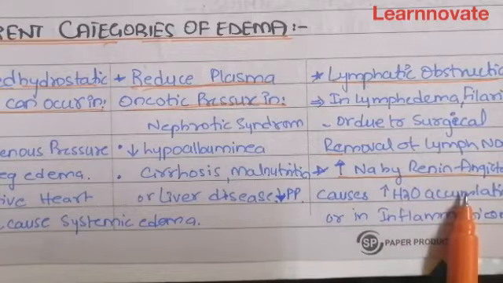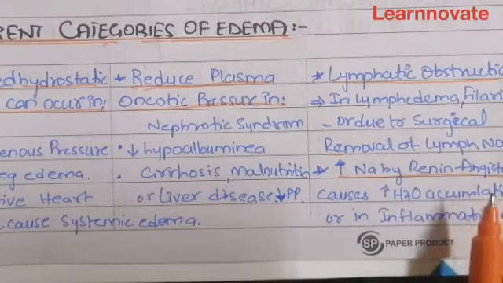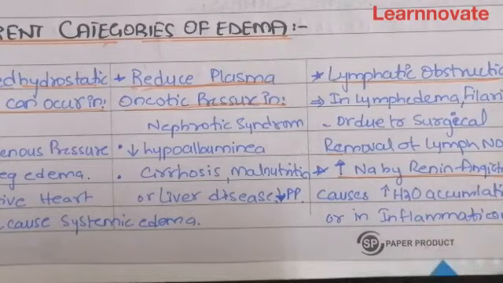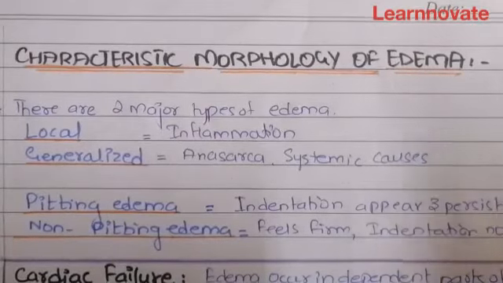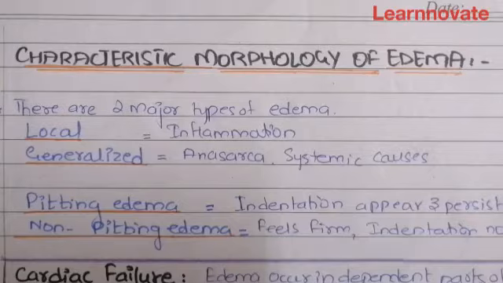Inflammation can also cause edema. That is a localized type of edema. Okay, so this was all about the categories of edema. Now coming to the morphology of edema. Morphologically, how can we discriminate the edema?